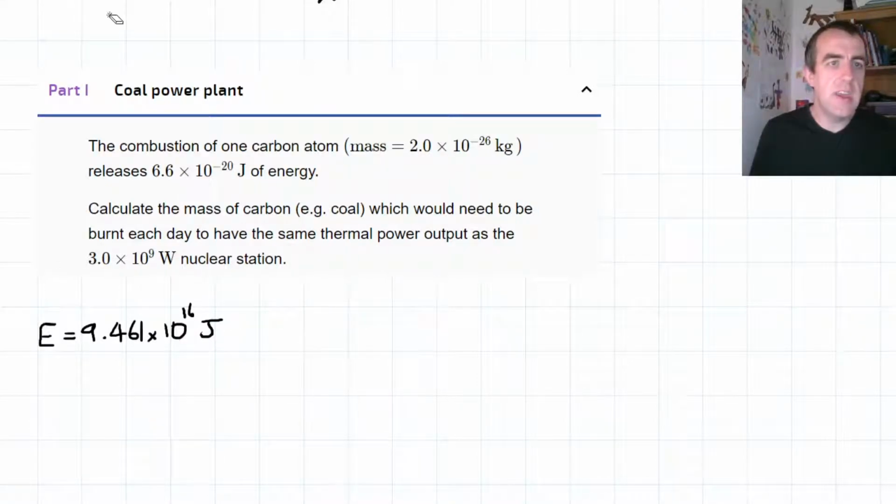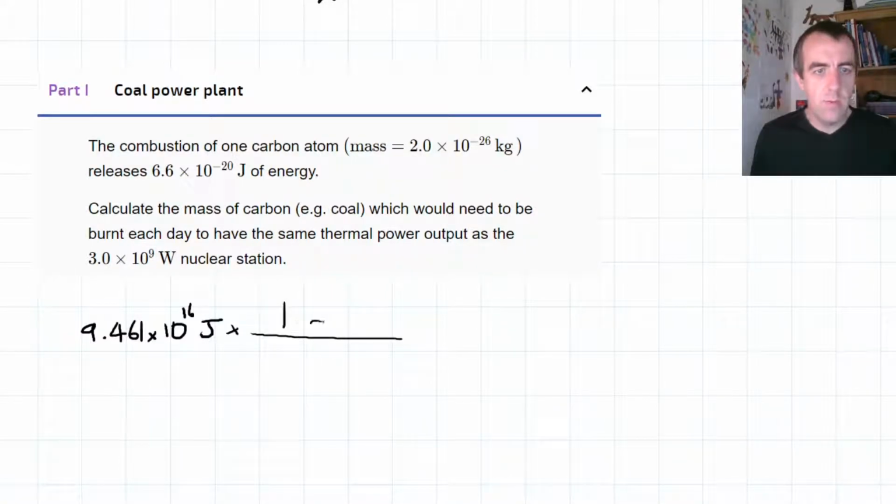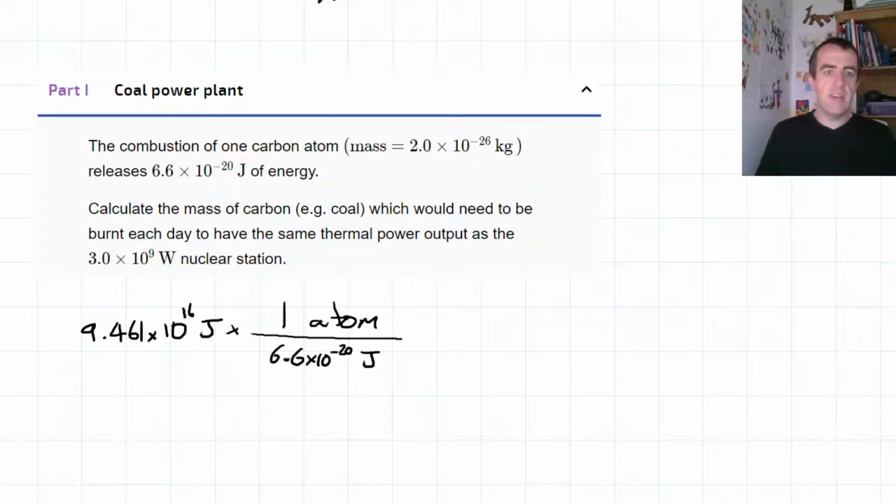So let's get rid of this E here. And let's multiply that by 1 atom and 6.6 times 10 to the negative 20 joules. So that's 6.6 times 10 to the negative 20 joules per atom. I took the reciprocal of that and written that so that I can now cancel the joules. And that will tell me how many atoms I need.